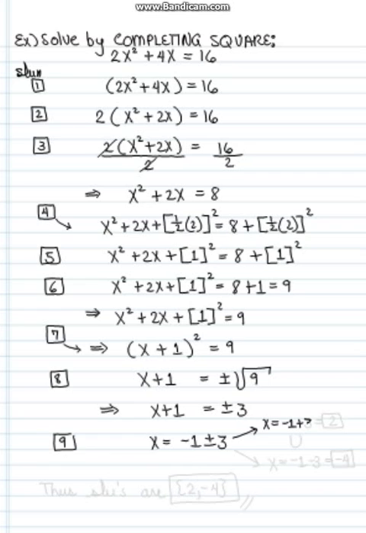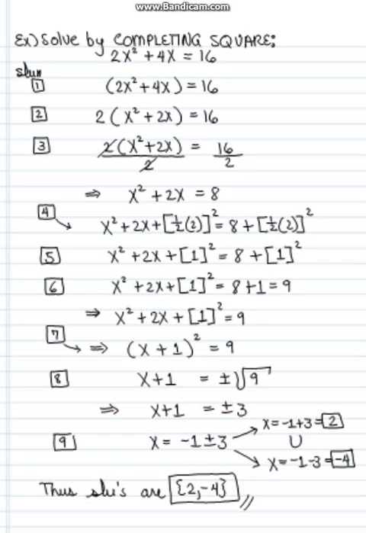Now we can break this up into 2 solutions. First, with the addition sign, we have negative 1 plus 3 is 2, and union that solution together with negative 1 minus 3, which is negative 4. Thus, our solution set is the set of x values 2, comma, and negative 4. Now, that's not an ordered pair. Again, I want to remind you. That is a set of x values, and each of them individually satisfy this second degree equation.